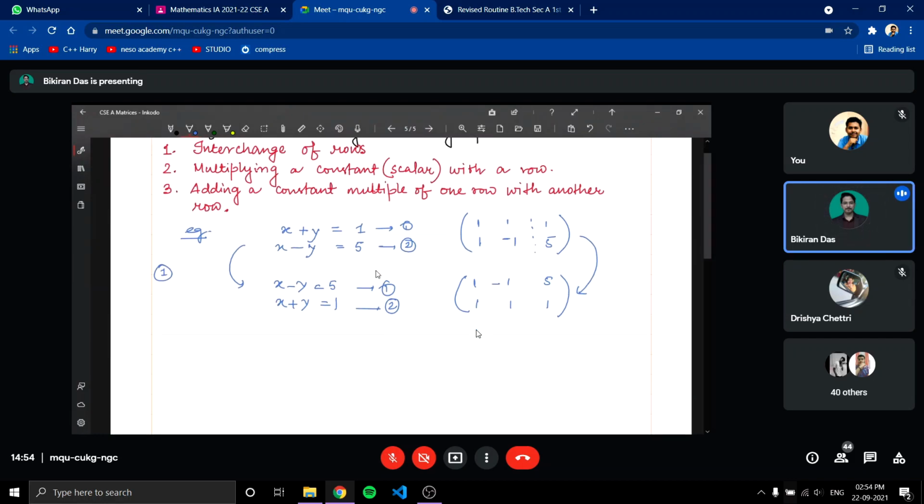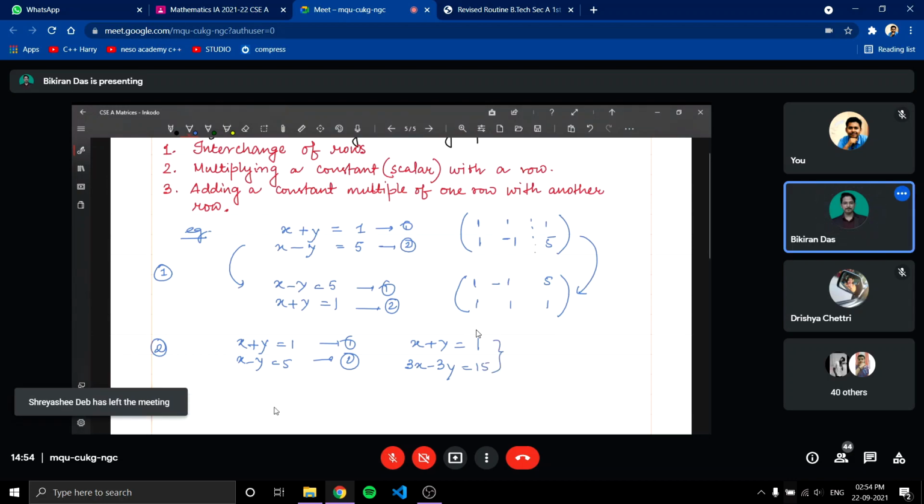The next one. Take the same set of equations. x plus y equals 1 and x minus y equals 5. Suppose we multiply the second equation by any number. x plus y equals 1 is as it is, and we are multiplying the second equation by, say, 3. So it will be 3x minus 3y equals 15. Are they different? No, sir.